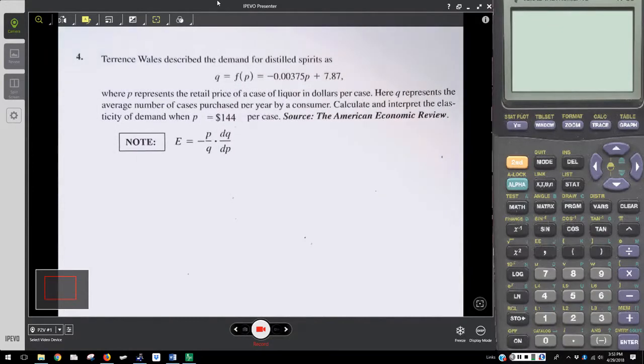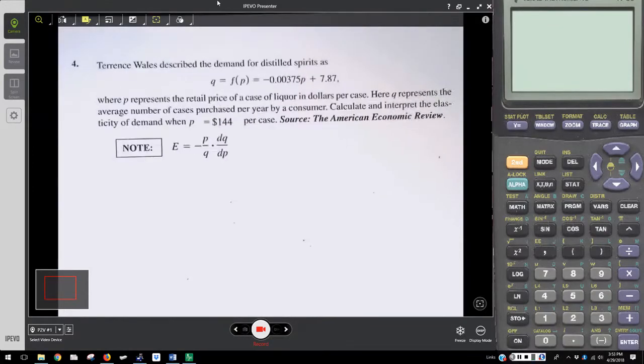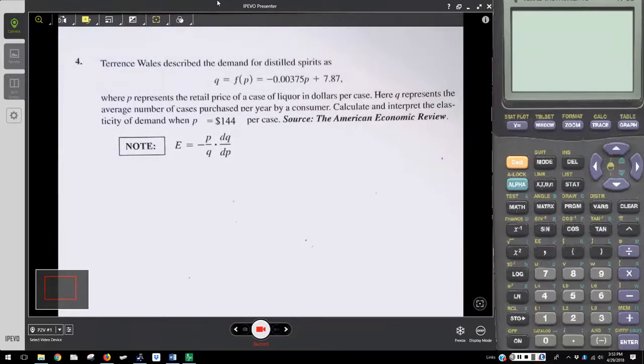Our next problem is out of 15.4, talking about the elasticity of demand, and you have an expression for the demand for distilled spirits. Quantity is a function of price, and the quantity is negative 0.00375 times P plus 7.87. P is the retail price of a case of liquor in dollars per case. So Q is going to be the average number of cases purchased per year by a consumer.